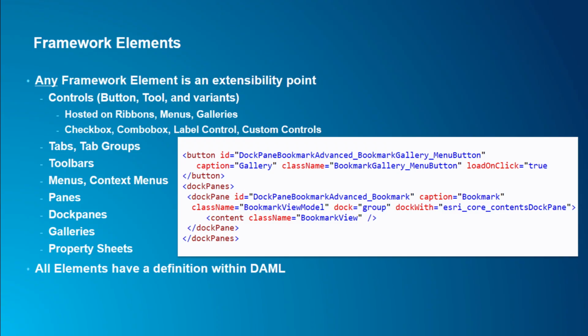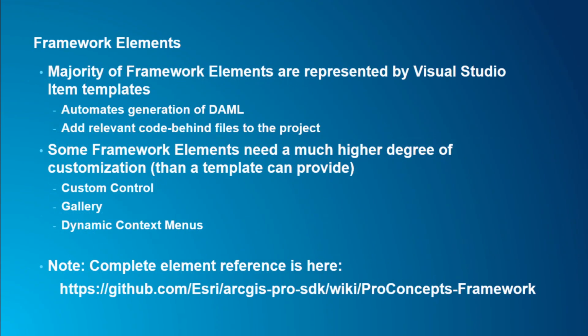An important thing to remember is you can use an add-in to alter or modify functionality in another add-in. So your add-in could pretty much just inject a new button into a tab group of another add-in. So the Pro SDK offers Visual Studio item templates for pretty much all those framework elements that we talked about. It's a good starting point with your code behind files, config definition, and XAML files.